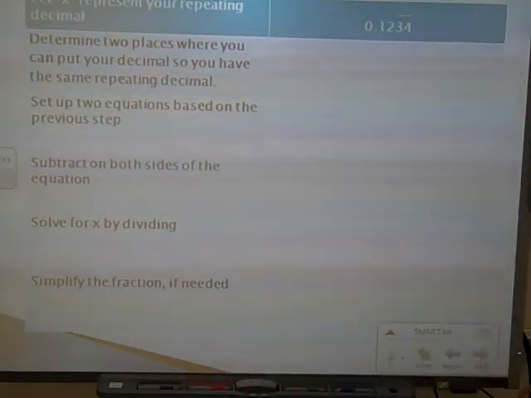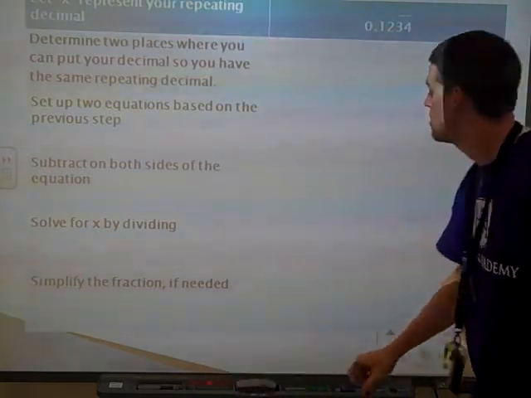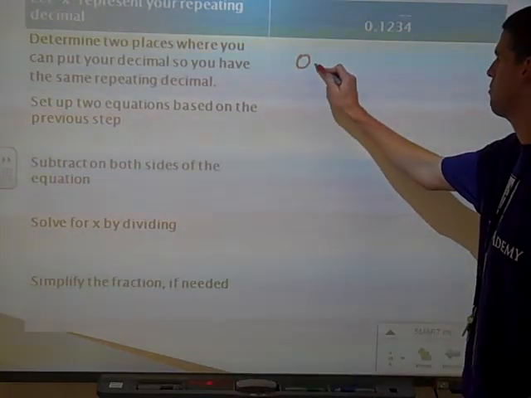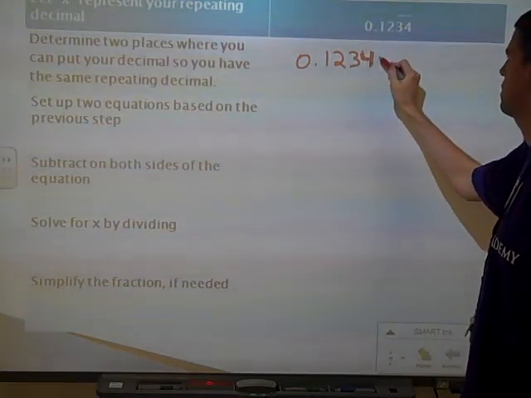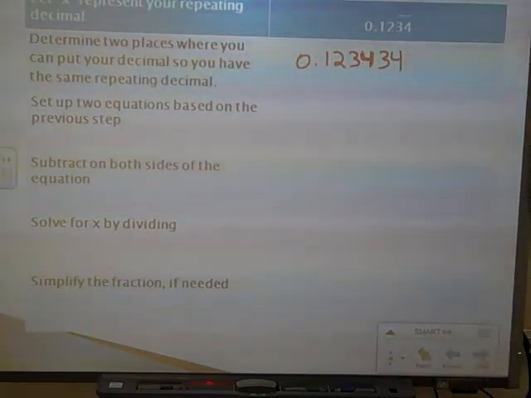Number 3. I have 0.1234 with my 3-4 repeating. Okay. So I need to go ahead and rewrite my decimal here. 0.1234, 3-4. Okay. I'm going to stop right there.